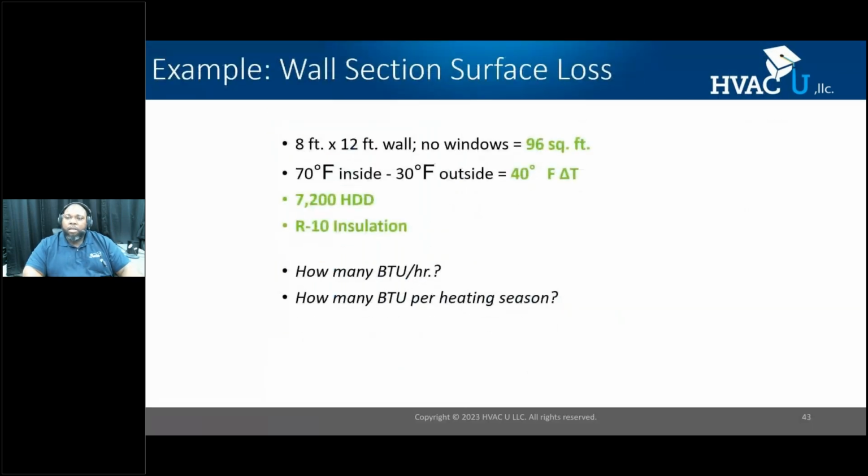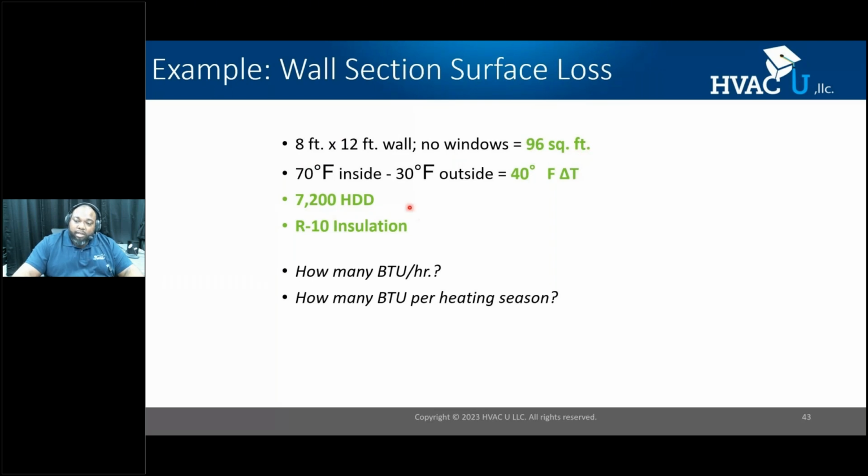Right. So let's do an example. We're going to talk about a simple wall surface that we're going to measure. This wall doesn't have any windows, and we're just going to come up with some BTUs of heat loss through that particular structure. Our wall section is 8 feet by 12 feet, no windows in this case, so about 96 square feet.